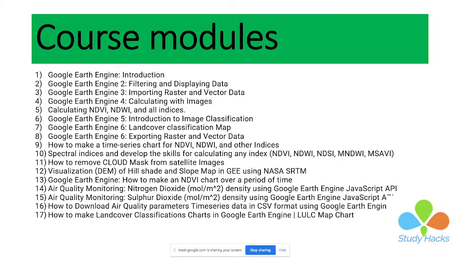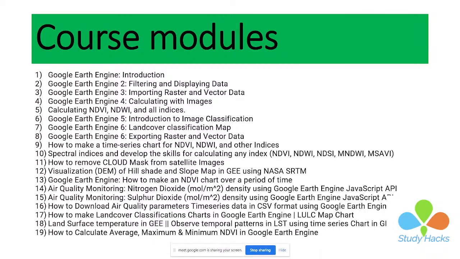Then how to make the land cover classification map and chart in the Google Earth Engine platform, and the LULC area chart. Then how to work with land surface temperature: how you can easily make the LST map and observe the temporal patterns in LST using the time series chart in Google Earth Engine. And then how to calculate the average, maximum and minimum NDVI. Then also how you can easily add the legend title on your map. And finally, calculate the LULC map area in Google Earth Engine.